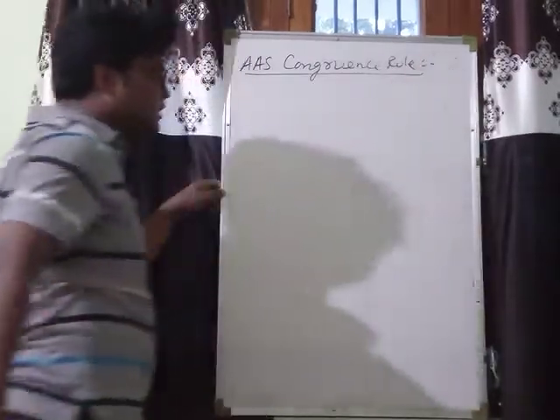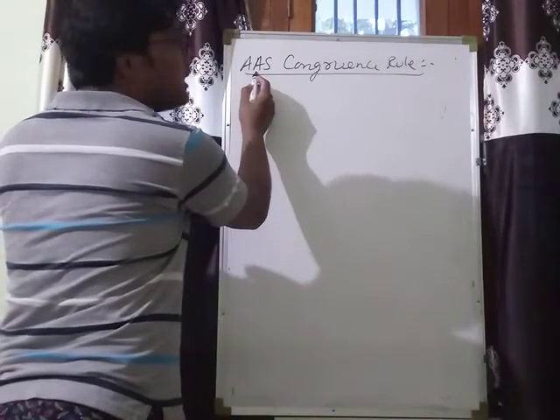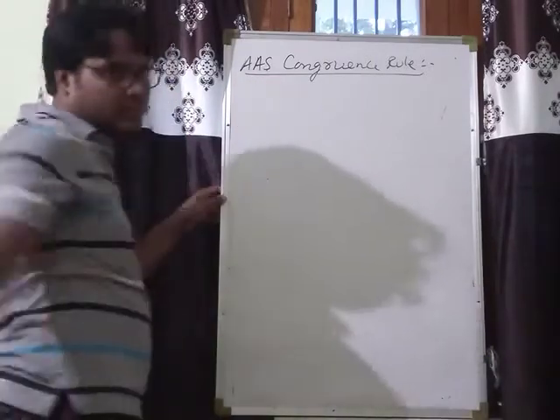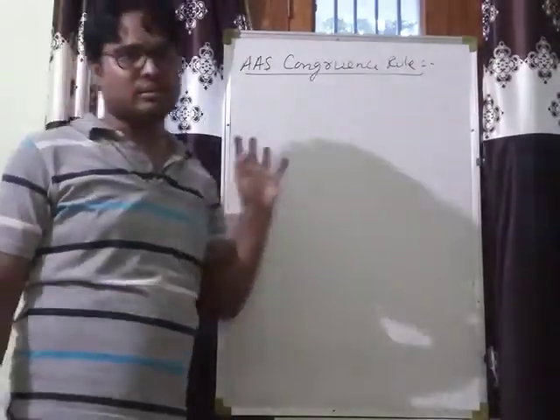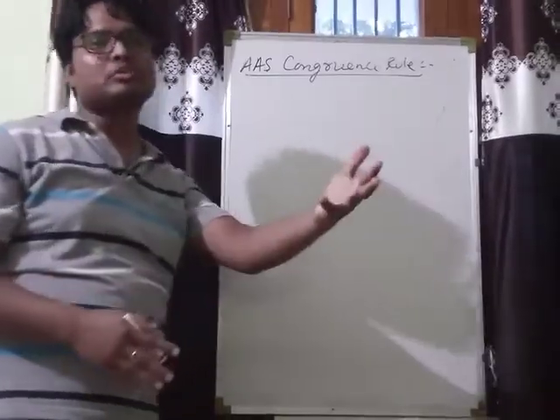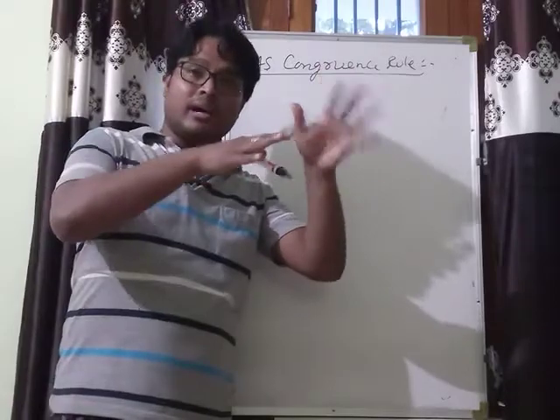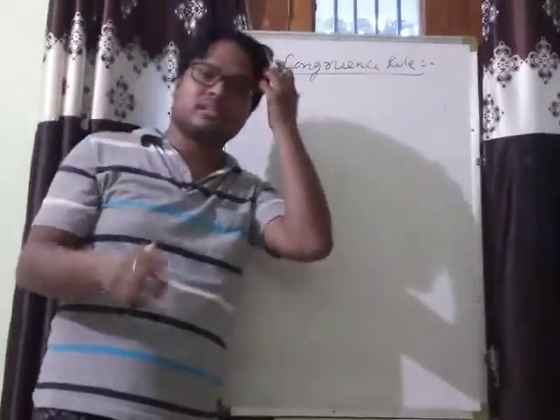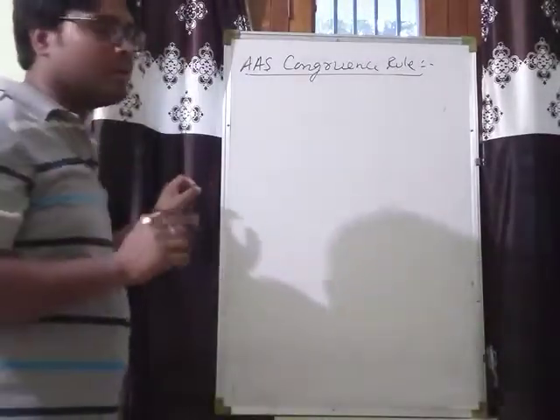AAS congruency. If two angles and any side, you can see this side is outside of the two angles. If two angles and any side of one triangle are equal to the corresponding two angles and corresponding side of another triangle, then the two triangles will be congruent.